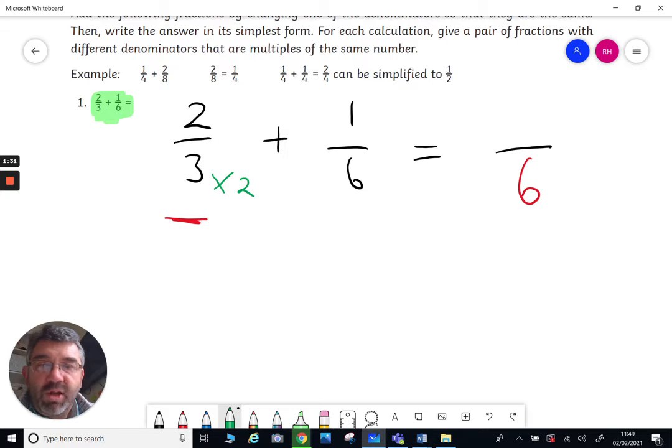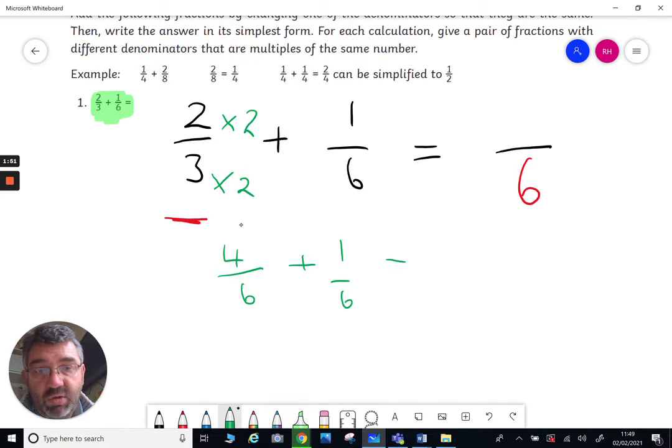Now, if we multiply the bottom number, the denominator, by something, we must do the same with the numerator, the number on the top. So we've got to multiply the top and the bottom by 2. So let's see what that gives us. So 2 times 2 is 4, over 2 times 3 is 6. So we've now got 4/6 and 1/6.